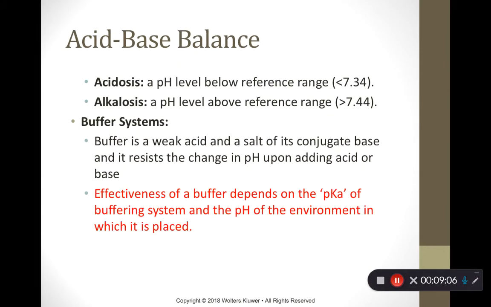So when we talk about acid-base imbalances, we refer to these issues as acidosis or alkalosis. Acidosis is when the pH level is below the reference range, which would be less than 7.35 or 7.34. And alkalosis is when there's alkaline and the pH level is above the reference range, which would be greater than 7.44 or 7.45.